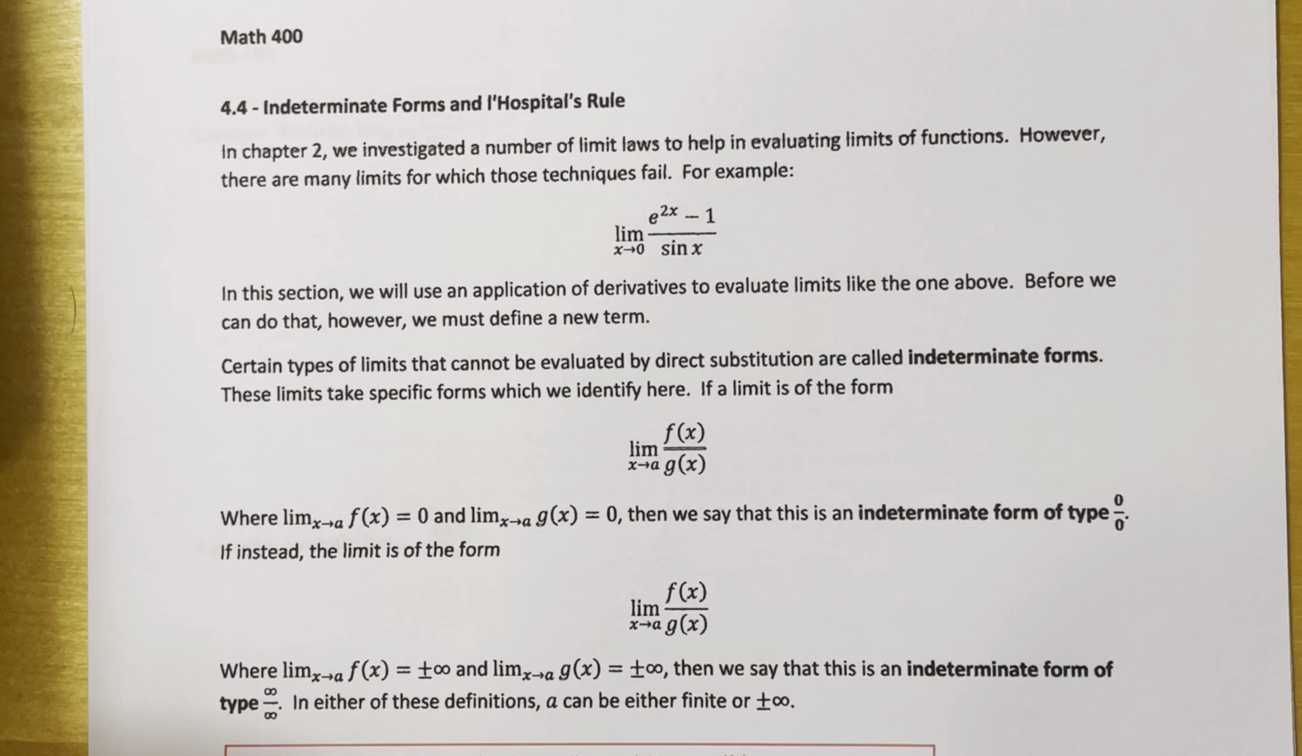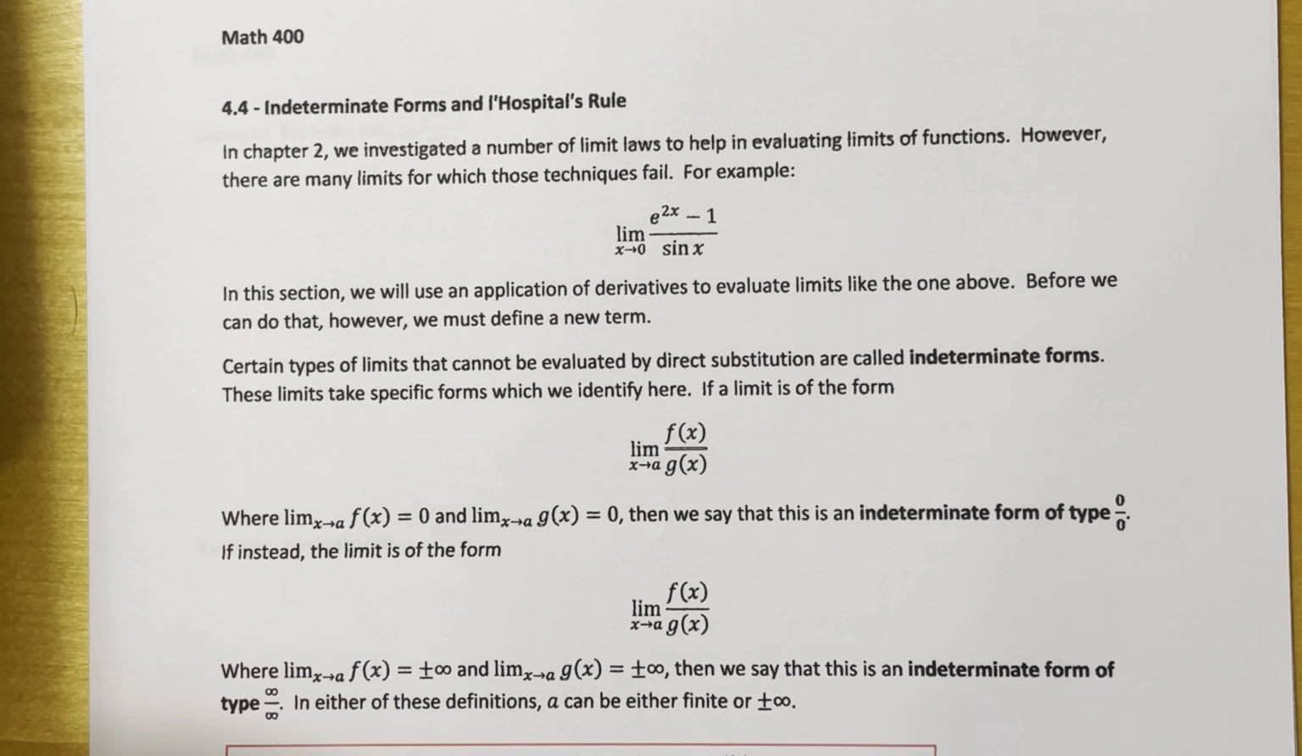All right, we are in section 4.4 now, and we are returning to the topic of limits in this section. We discussed limits at length in chapter 2, and we talked about lots and lots of different ways of solving them using different laws that we came up with, different techniques and rules. But with that said, there's a lot of limits that would resist the techniques that we came up with in chapter 2. Here, this one is one such example.